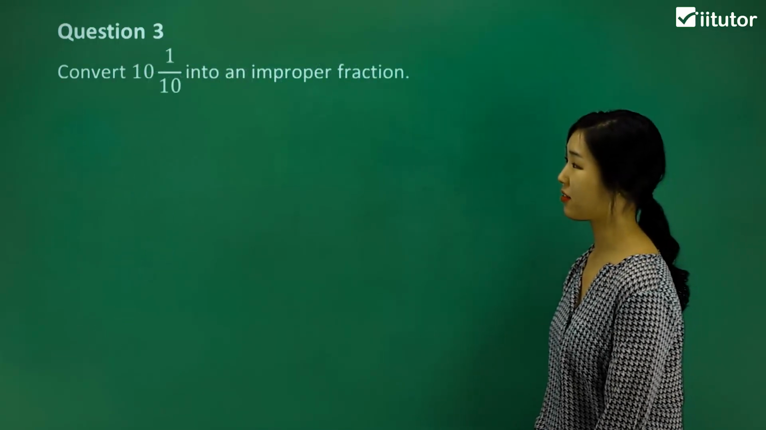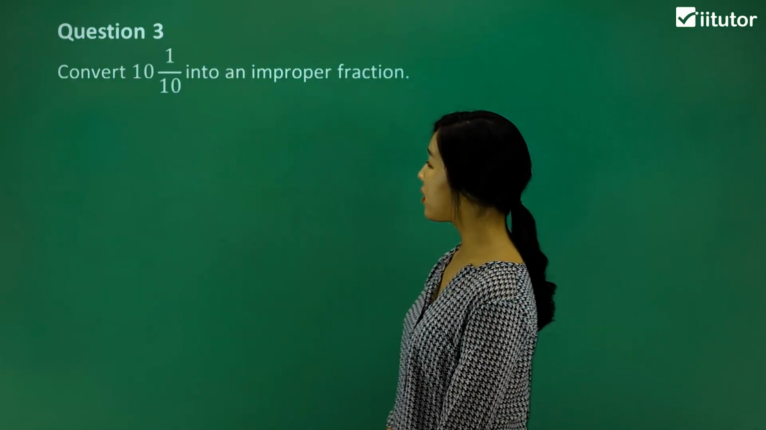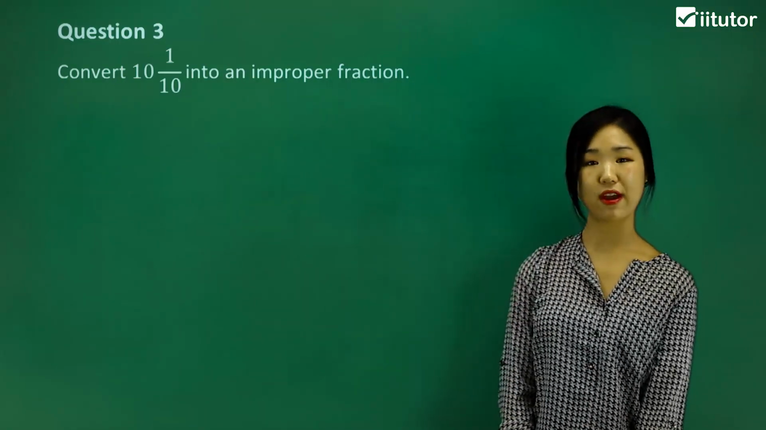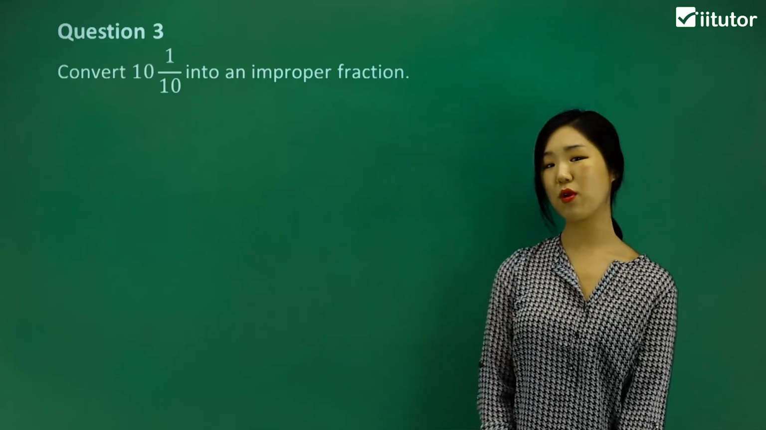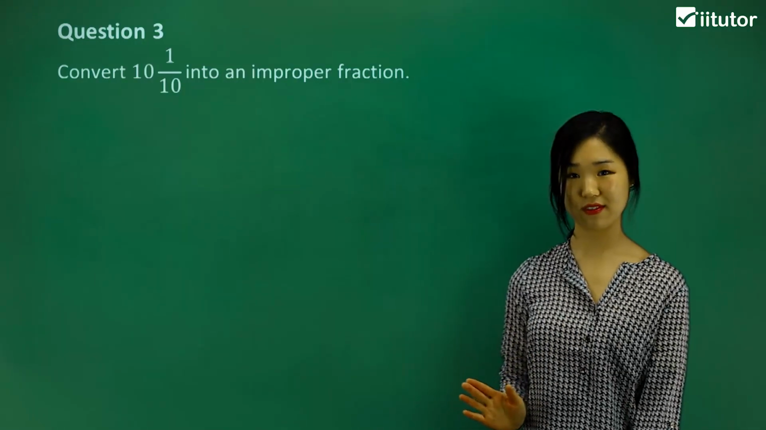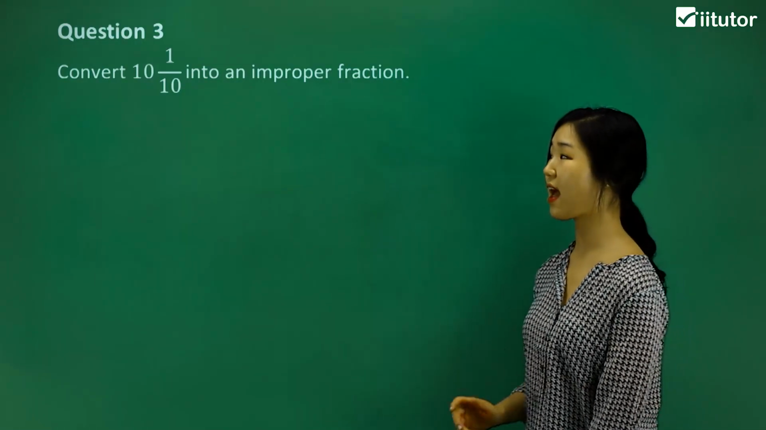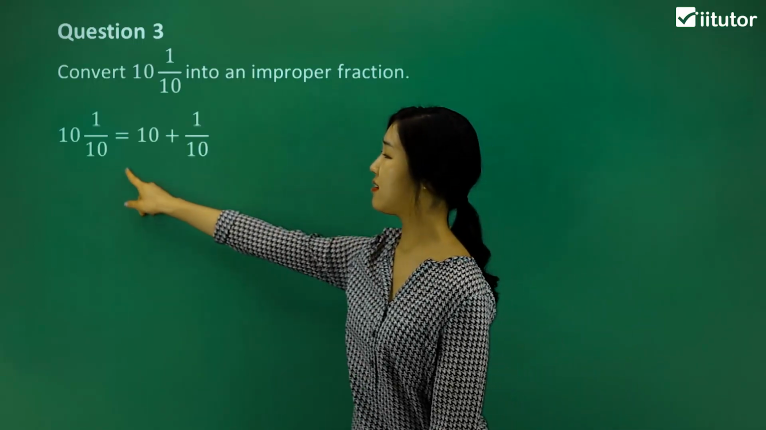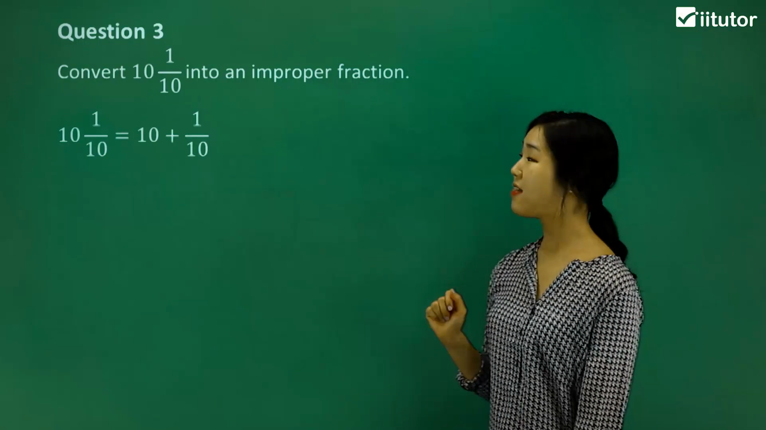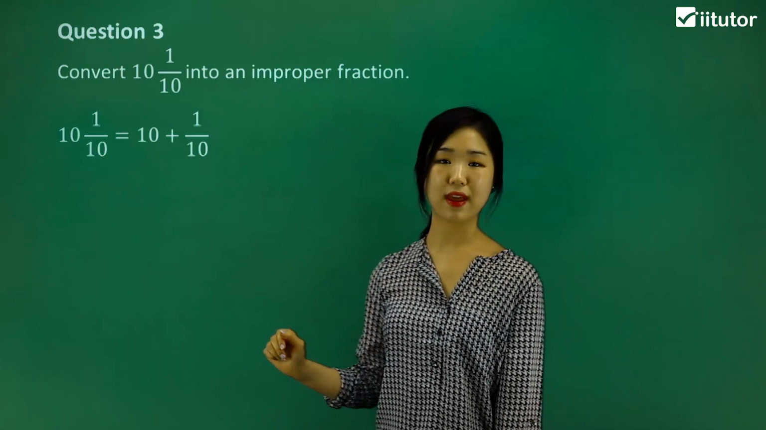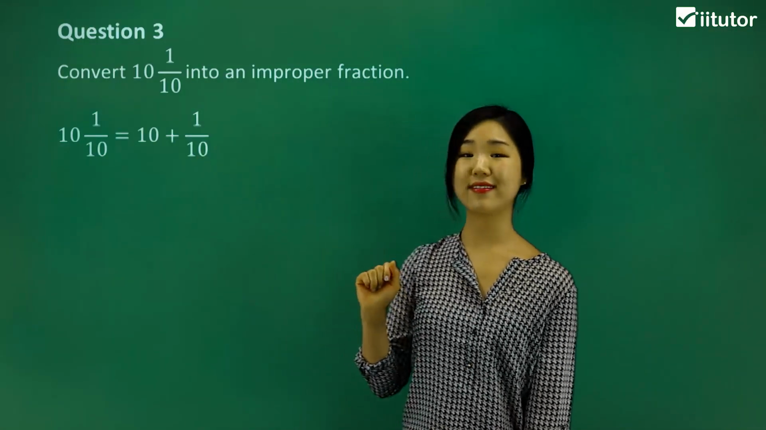Alright, let's have a look at question 3. Convert 10 1/10 into an improper fraction. So again, we have our normal mixed numeral. So again, we're going to do exactly the same procedure. So try to do it by yourself if you can. Now, 10 1/10 is exactly the same as 10 plus 1/10, right? And then again, we want to make the same denominator. So the denominator we want is 10.